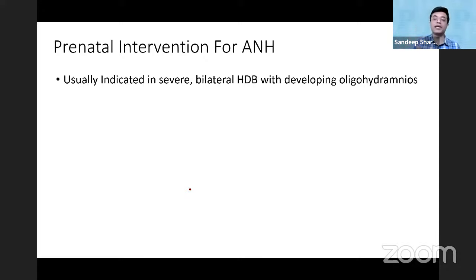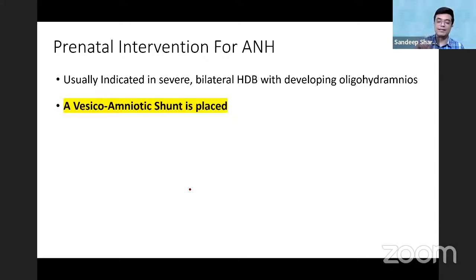And if we do not intervene in these patients, there is going to be a very poor prognosis, and increased fetal and neonatal mortality have been known. So what do we do here? We place a vesico-amniotic shunt, which is an MCQ point. So for prenatal intervention in oligohydramnios, you place a shunt called a vesico-amniotic shunt. Please add it prominently to your notes.